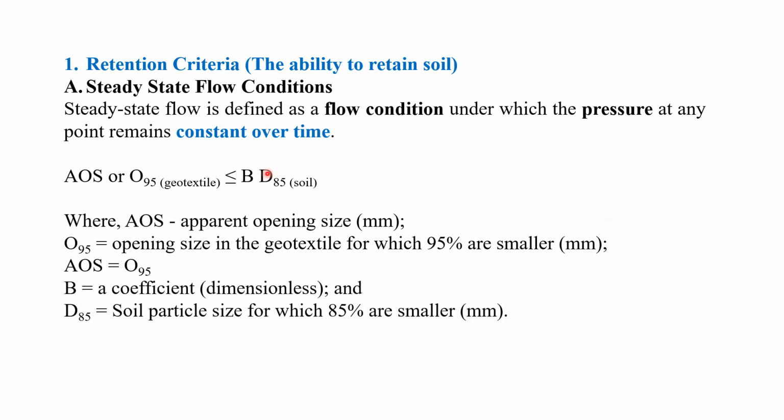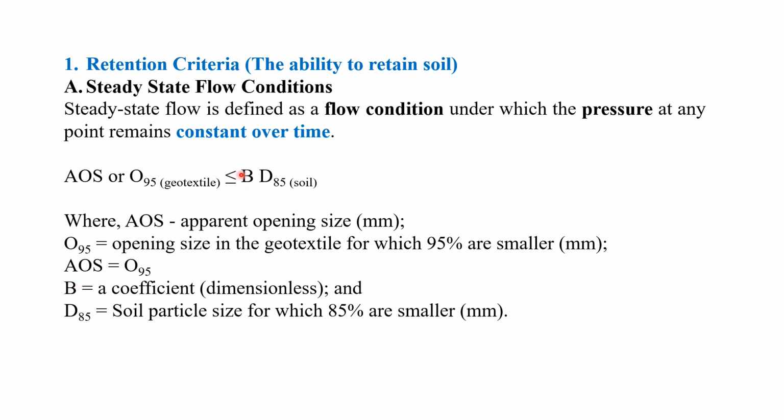Let us see. AOS is the apparent opening size in millimeters. O95 is the opening size in the geotextile for which 95% are smaller, in millimeters. AOS, apparent opening size, is also called O95, right? It is the opening of the geotextile material. We have already studied D60, D10 in the case of particle size analysis of coarse grain soil, right?